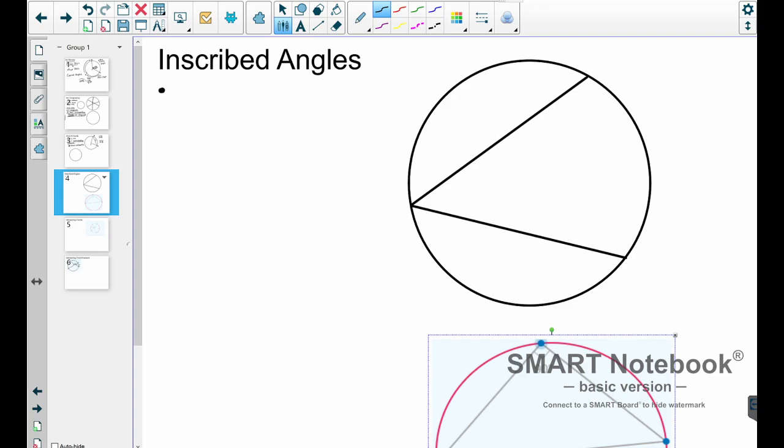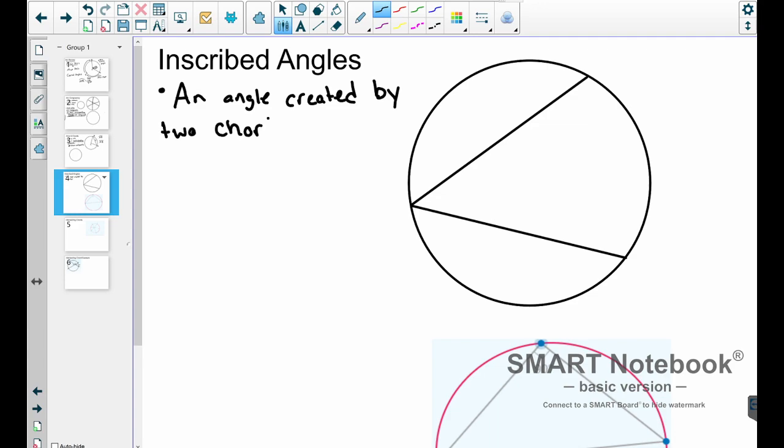So an inscribed angle is an angle created by two chords that share an endpoint. So let me repeat this. An angle created by two chords that share an endpoint is known as an inscribed angle. So we'll say the endpoint's here.